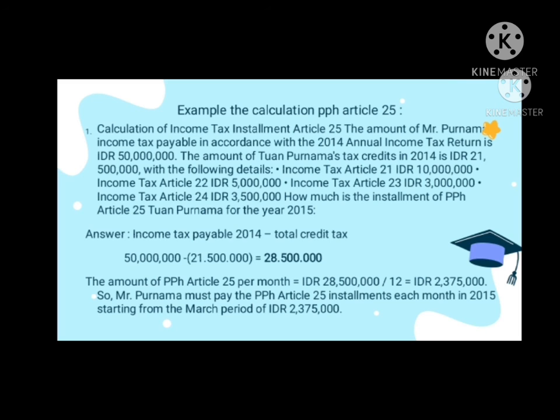2,375,000 rupiah. So Mr. Purnama must pay Article 25 installment in each month in 2015, starting from the March period, in amount 2,375,000 rupiah.